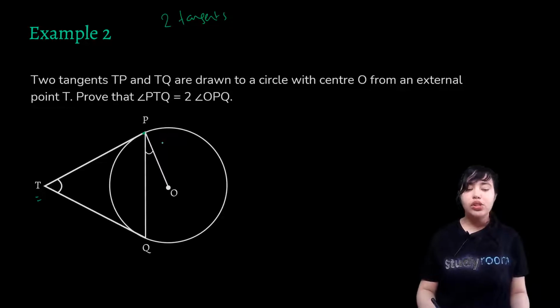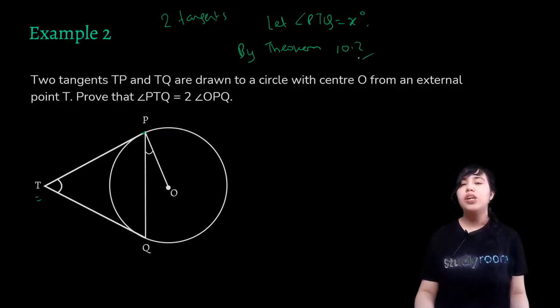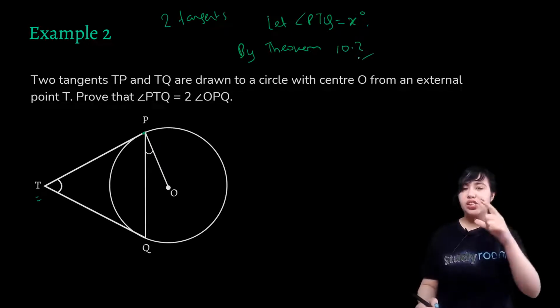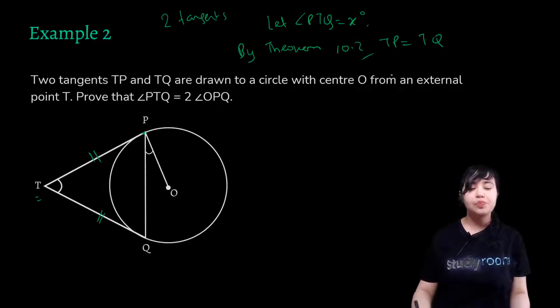So for this you need to assume one thing. So let's assume angle PTQ as x degree. Do mention degrees because it's an angle, it does have units, it's not unitless. Then by theorem 10.2, what was theorem 10.2? That from an external point, if you're drawing 2 tangents to a circle, they are equal in length. So in that case, our external point is T and the 2 tangents are TP and TQ. So it means TP is equal to TQ.